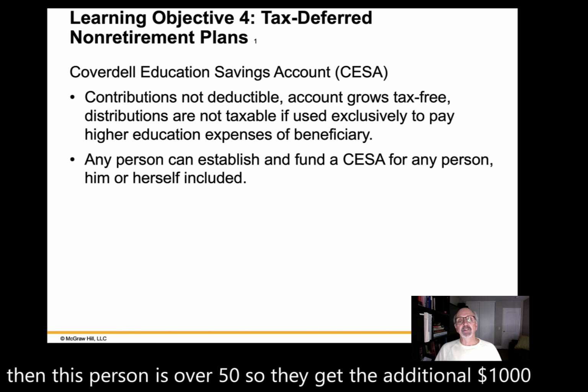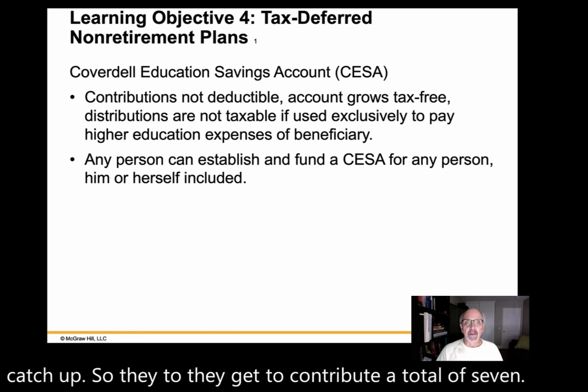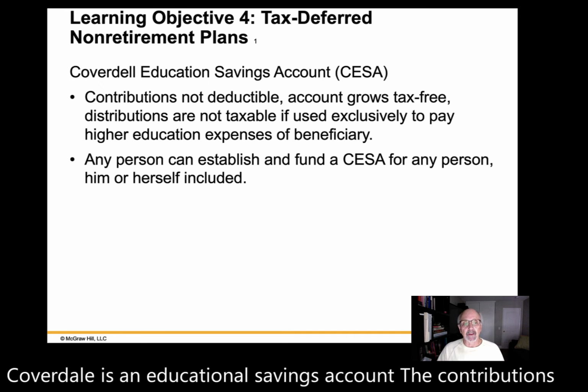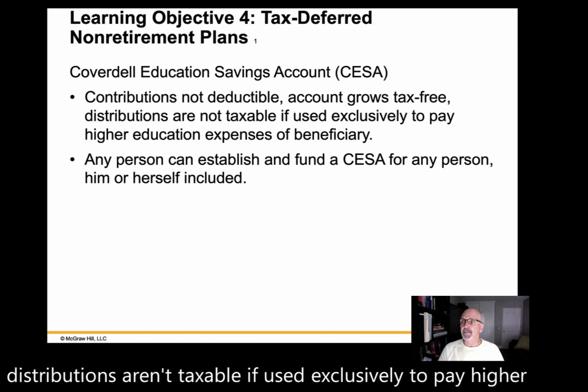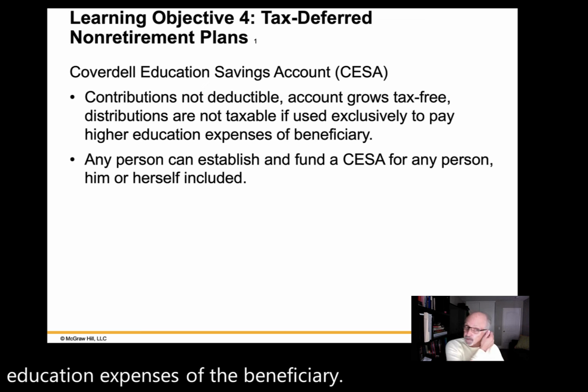Coverdell is an educational savings account. The contributions are not deductible. The account grows tax-free. The distributions aren't taxable if used exclusively to pay higher education expenses of the beneficiary. Any person can establish and fund a CESA for any person, including him or herself.